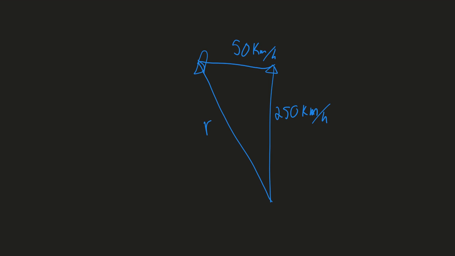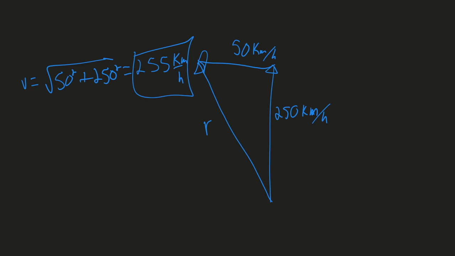So we want to find the resultant velocity. This should be pretty quick. It's going to be the square root. Velocity is the square root of 50 squared plus 250 squared. And that should get us 255 kilometers per hour. Sweet.